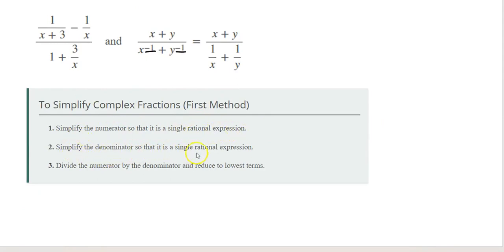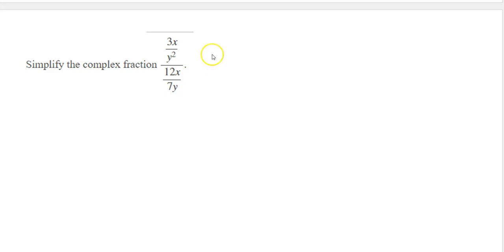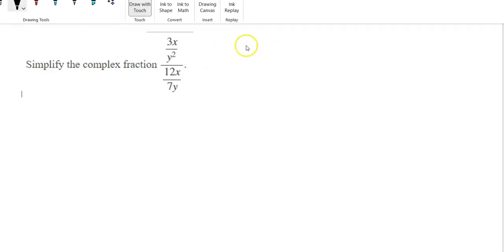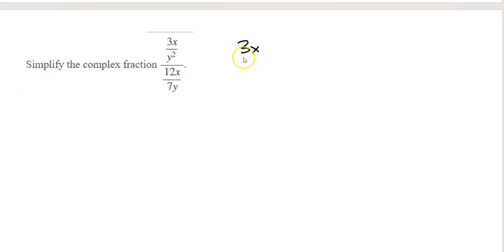So to simplify complex fractions, first method: simplify the numerator so that it has a single rational expression. Simplify the denominator so that it has a single rational expression. Okay, and divide the numerator by the denominator and reduce to lowest terms. Okay, so let's start looking at this one here. Let's go ahead and rewrite this into something we can understand. We are going to have 3x all over y squared divided by 12x all over 7y.